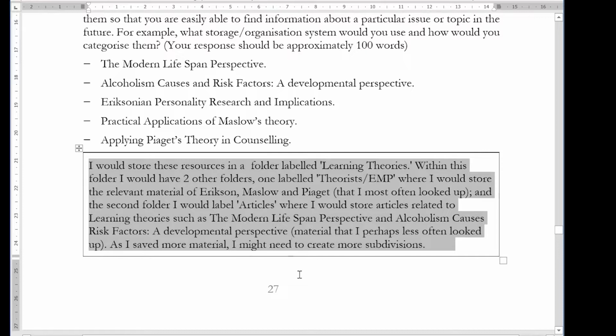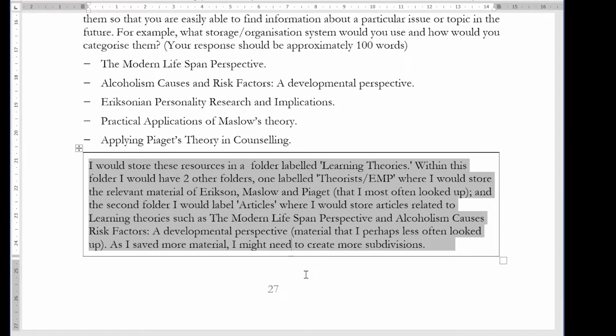Within this folder, I would have 2 other folders. One labeled EMP, where I would store the relevant material of Erikson, Maslow, and Piaget that I most often looked up. And the second folder, I would label Articles, where I would store articles related to learning theories such as the modern lifespan perspective, and alcoholism causes, risk factors, developmental perspective, material that I perhaps less often looked up. As I save more material, I might need to create more subdivisions.